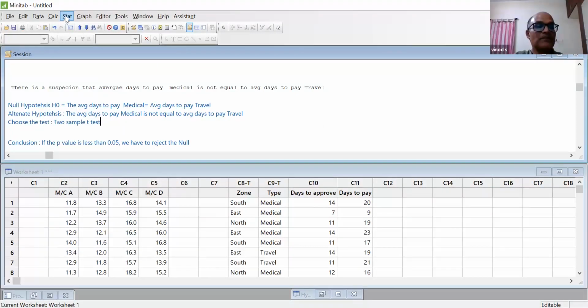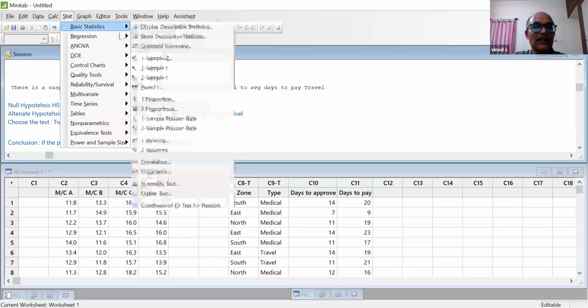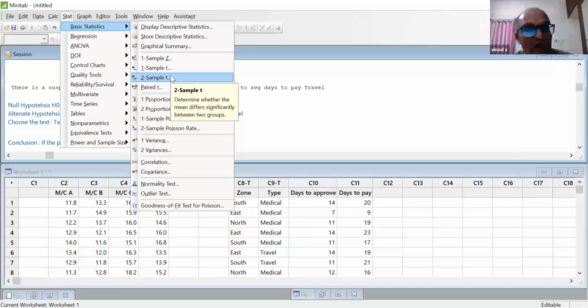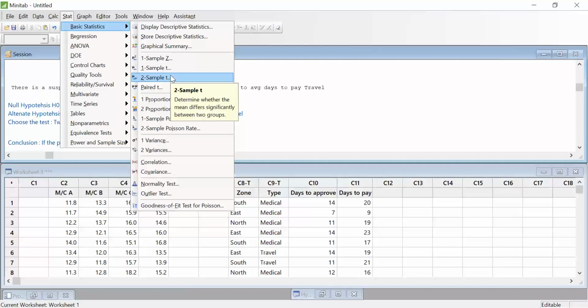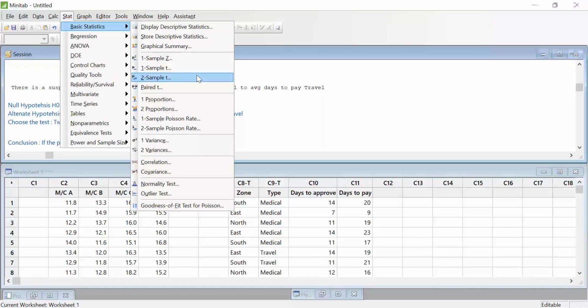Go to Stat and Basic Statistics. One sample, two sample T tests, right? So what is given here? Determine whether the mean differs significantly between two groups. All of you are able to see? Which are the two groups here? Medical and travel are the two groups. So whether they are significantly different, right? Significantly means meaningfully different. So let us just do that.